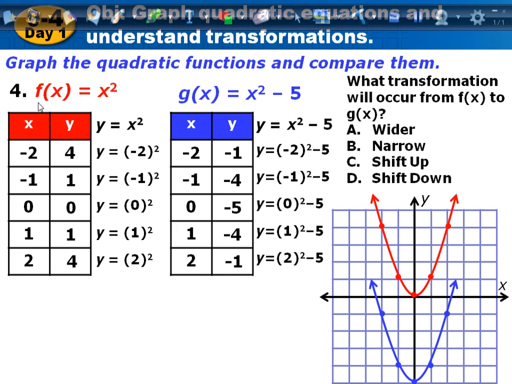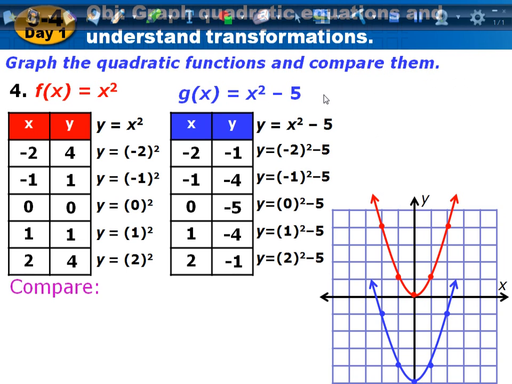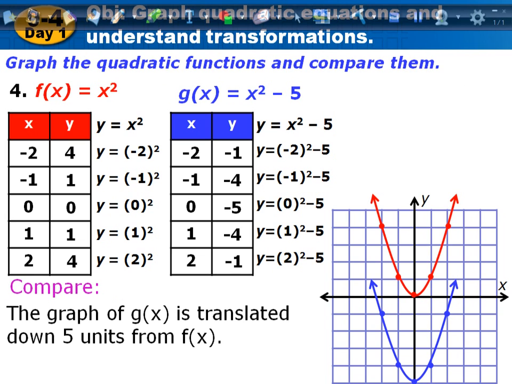So for number 4, you're going to write f of x equals x squared, g of x equals x squared minus 5. And you're going to write our compare statement down here at the bottom. The graph of g of x is translated down 5 units from f of x. So again, you're going to write down your f of x or g of x, and you're going to write down the compare. You are not writing the tables or the graph. Please make sure you have that written before you move on.